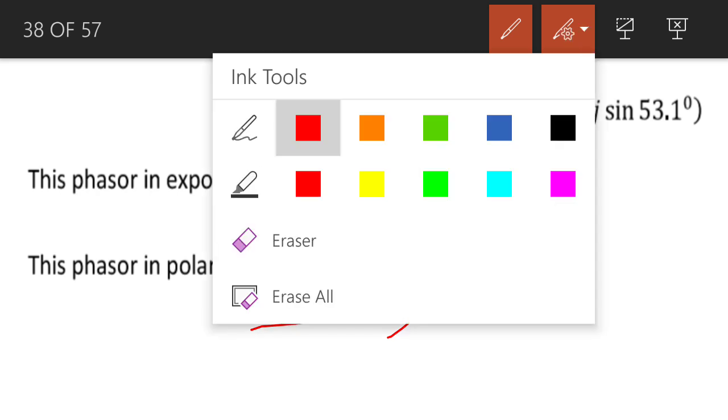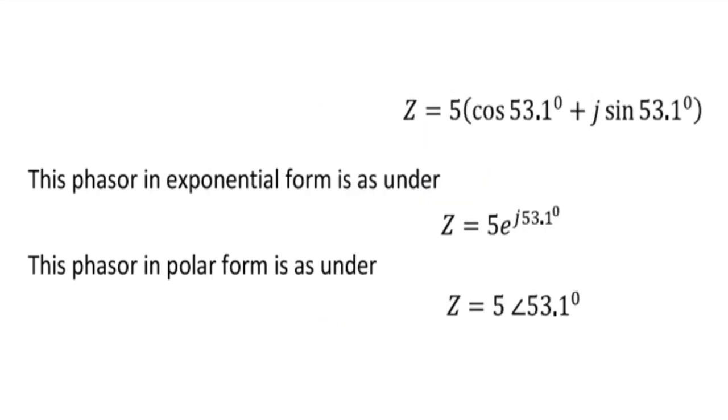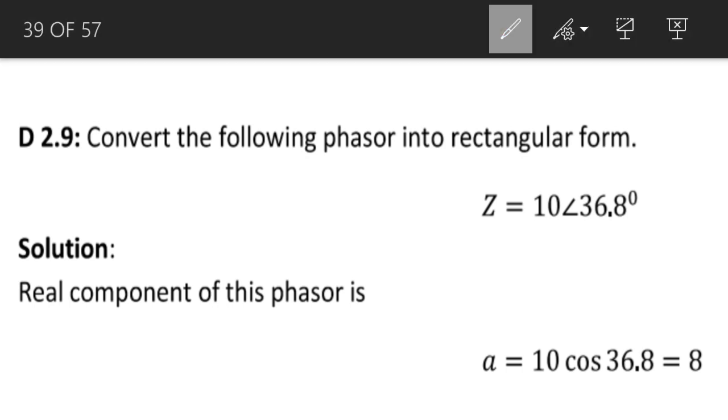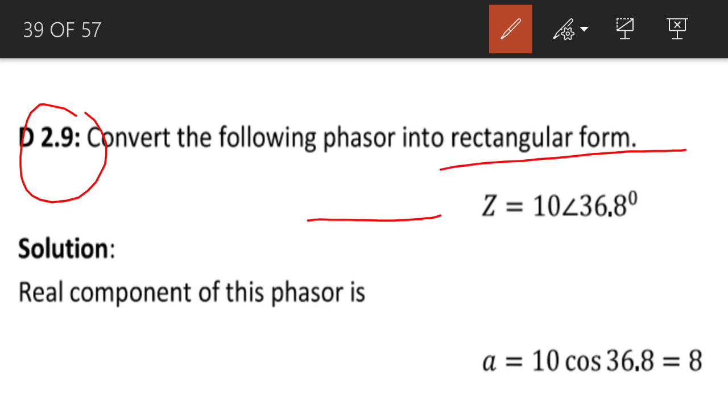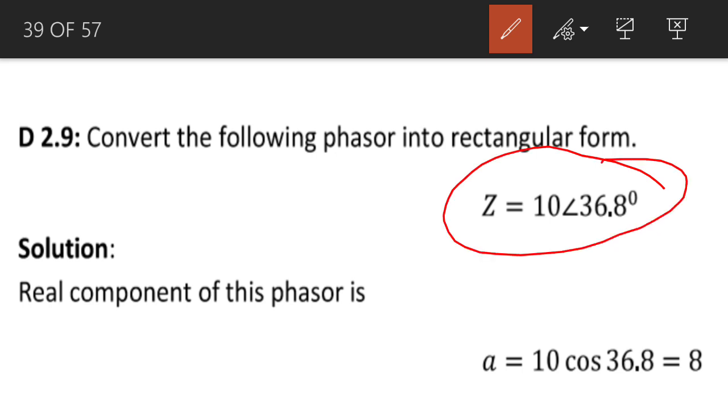Let us do another simple numerical example. We do example number 2.9, and you guys can read these examples from my personal book. Convert the following phasor into rectangular form. So we have been given a phasor in polar form. The magnitude of the phasor is 10 and the angle of the phasor is 36.8. So this phasor is in polar form. We want to convert this phasor from polar form into rectangular form.